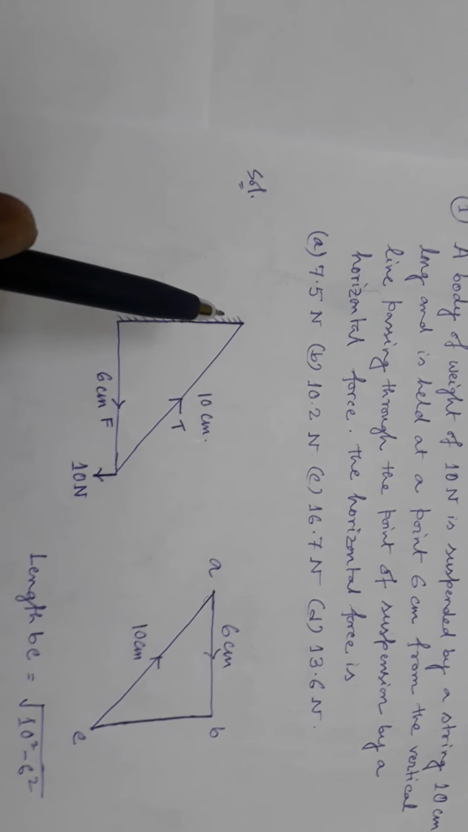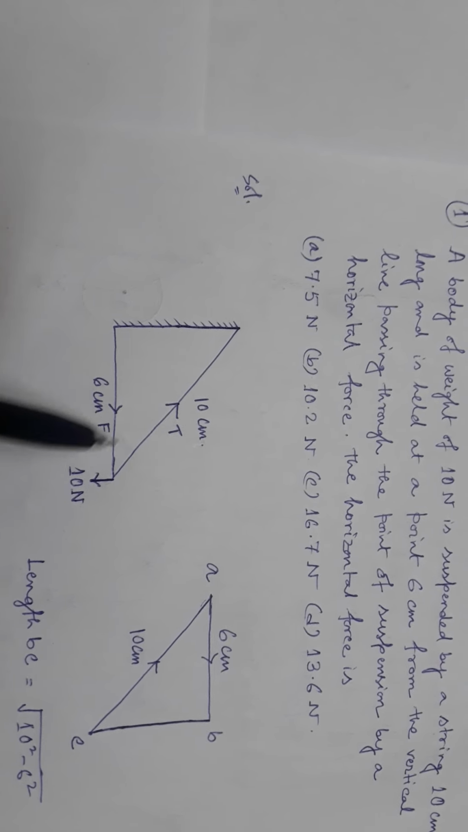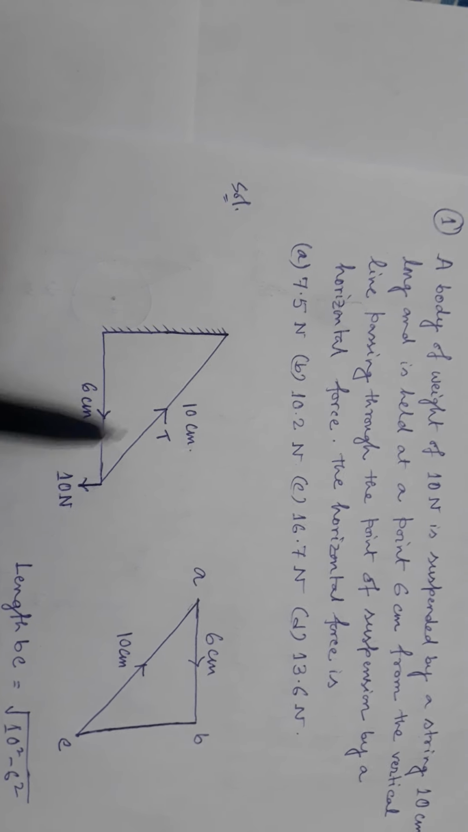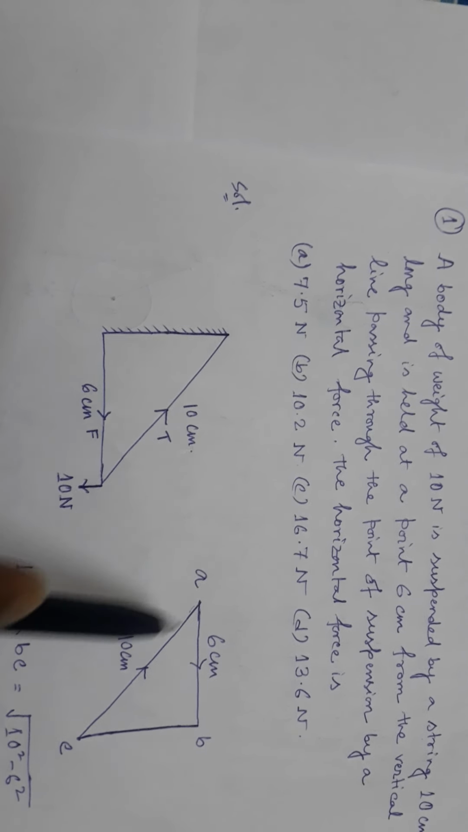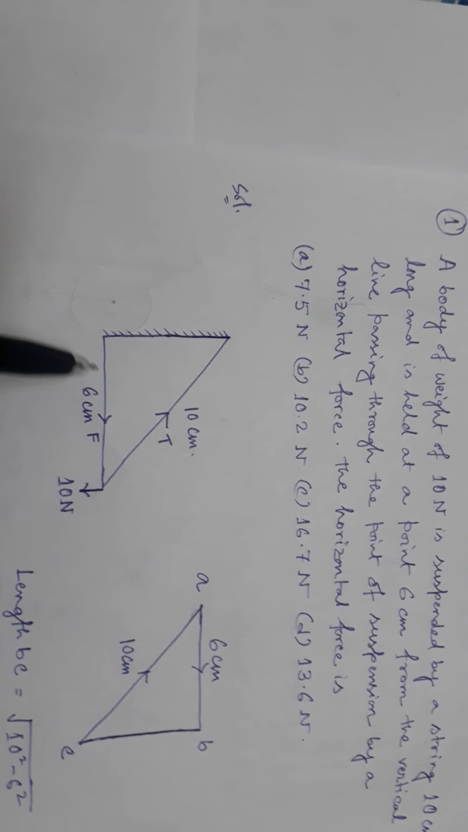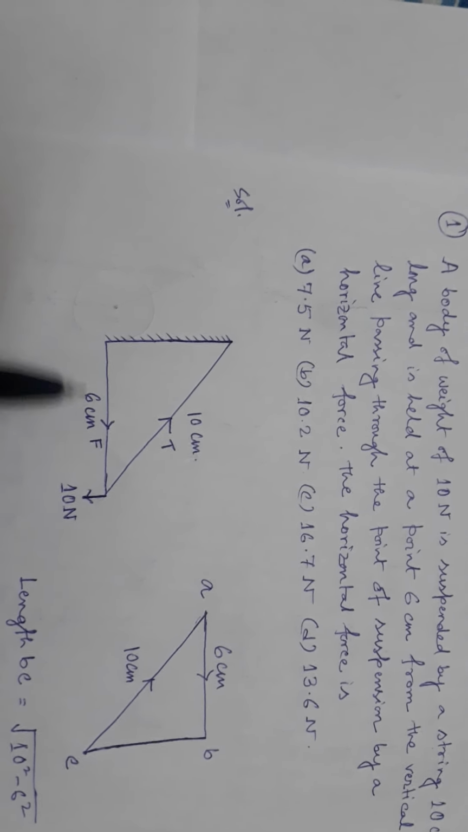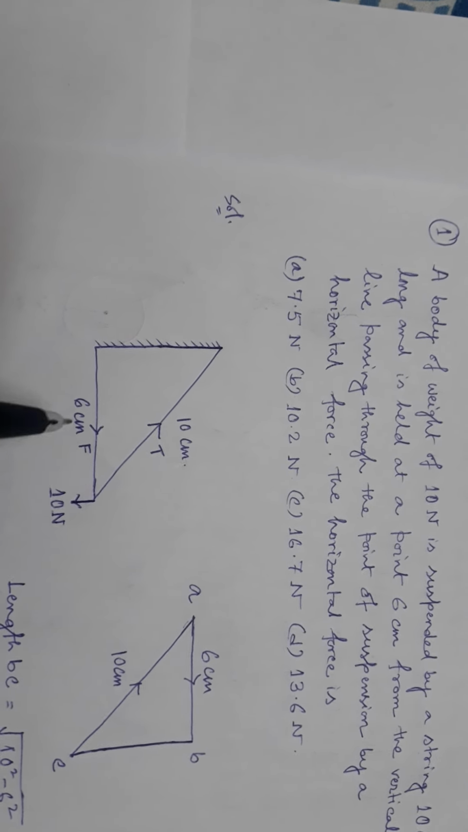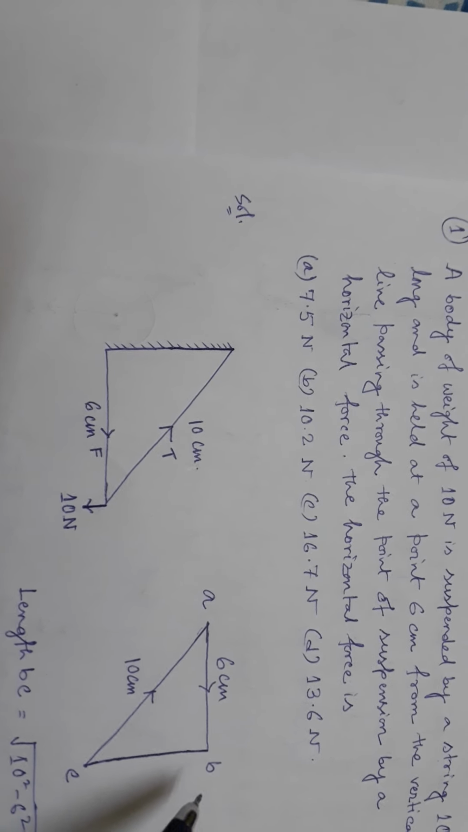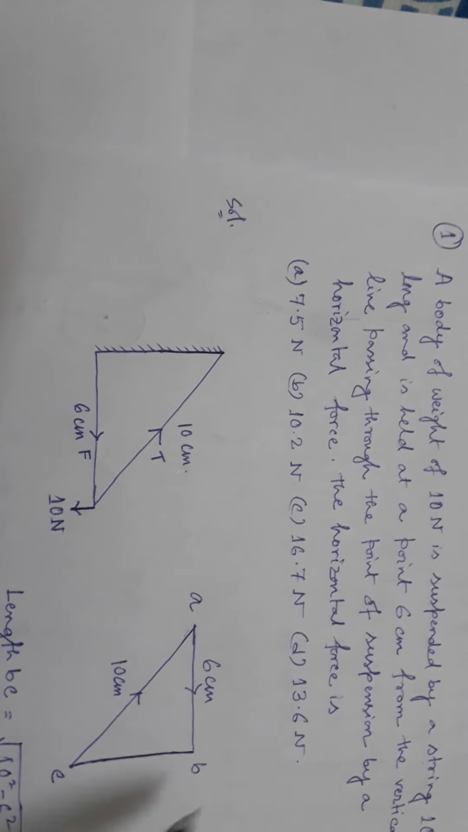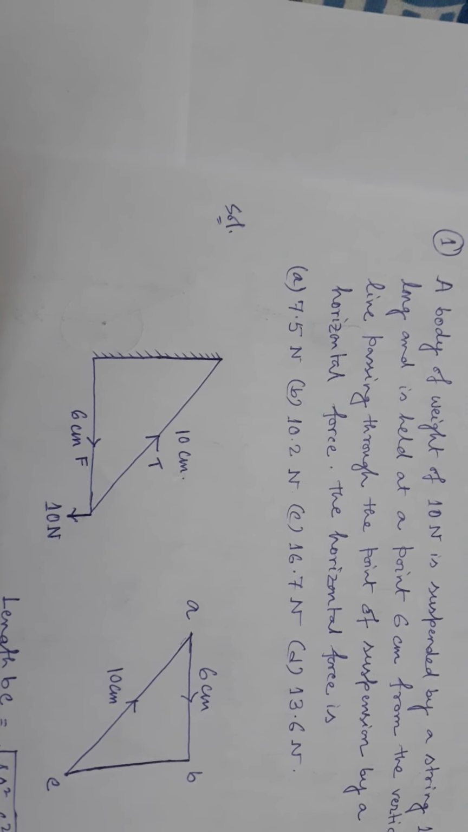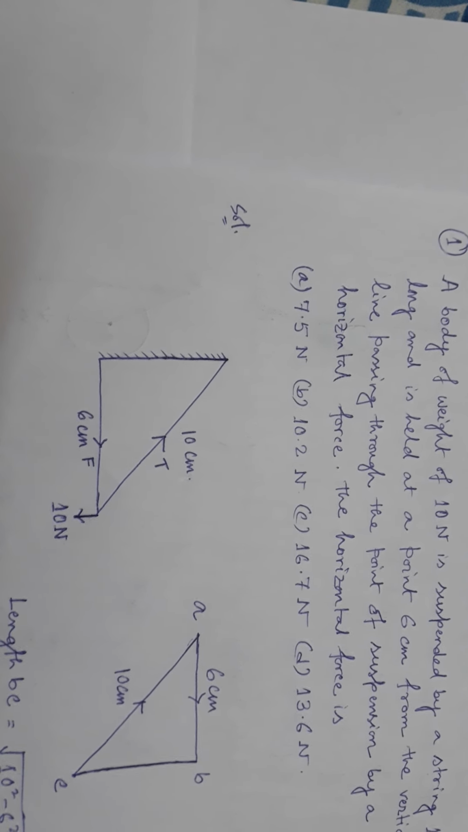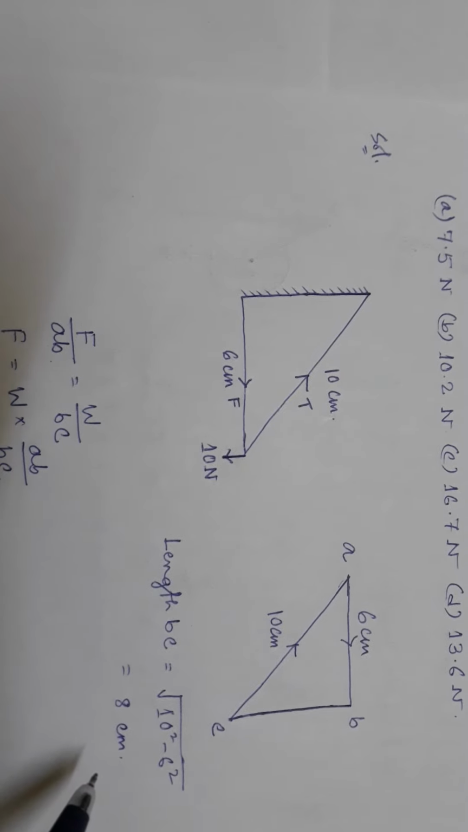Let us assume the tension of the string is T and the length of the string is 10 centimeter, and the 6 centimeter is the difference from the vertical line. So the value of BC, with the help of Pythagoras law, length BC equals root over 10 square minus 6 square, that is 8 centimeter.